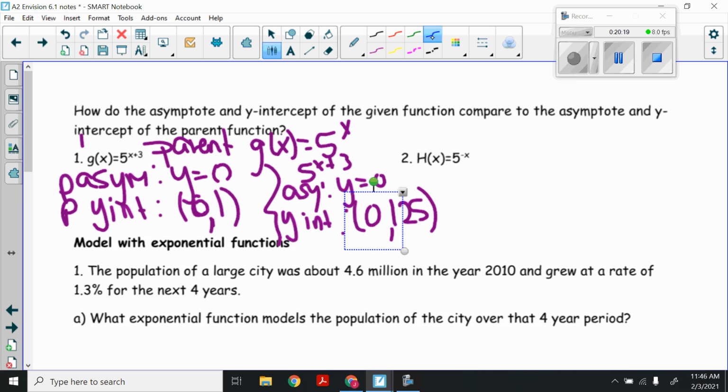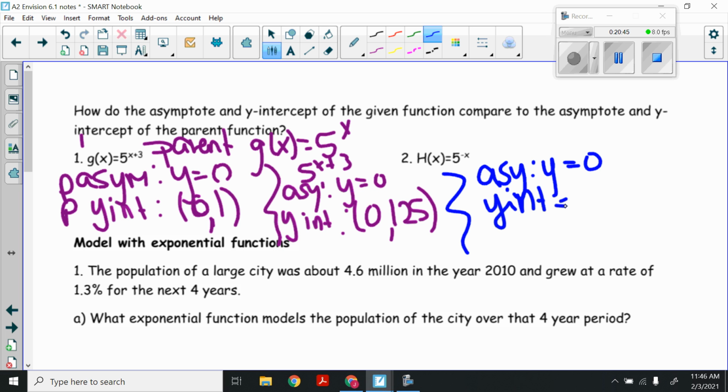H of x equals 5 to the negative x. Again, we have the same parent. So this time, my asymptote, again, is still y equals 0. My asymptote hasn't moved. My y-intercept, okay, so I see that this time what has happened, it's a negative x. Well, what happens if I plug in negative 0? Nothing. So my y-intercept is still 0, comma 1. So this time it is unchanged.